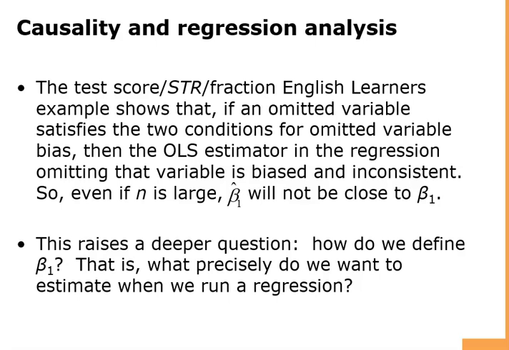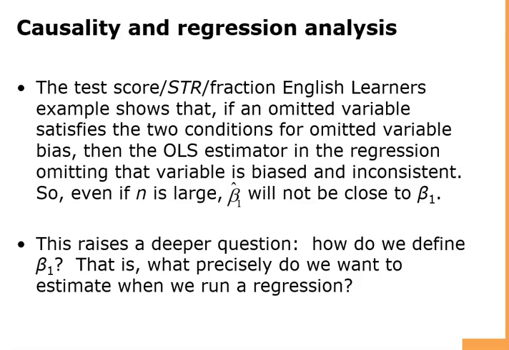Now, time of day of the test will probably have some sort of an effect on the test scores of students. But will it be correlated with the student-teacher ratio? The answer is no, because time of day of the test has nothing to do with student-teacher ratio, but it has a lot to do with the test scores. So one of the conditions for omitted variable bias is met, but the other one is not met, which means that this is not the case of omitted variable bias.